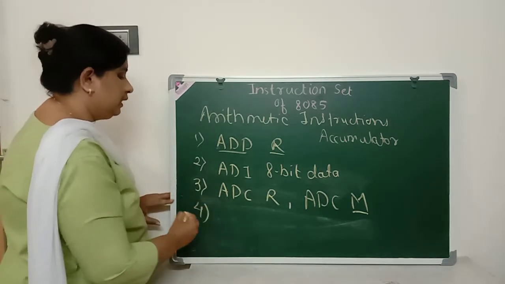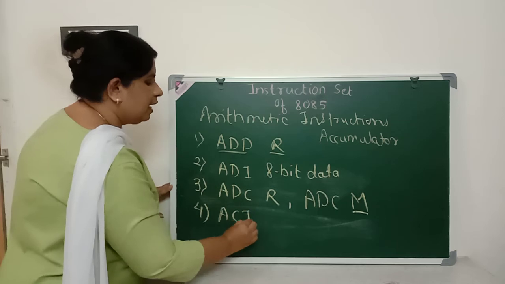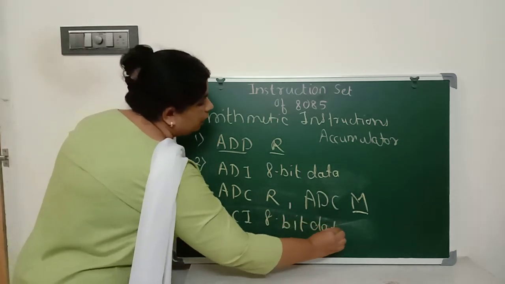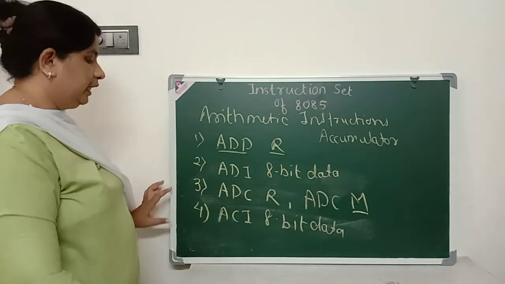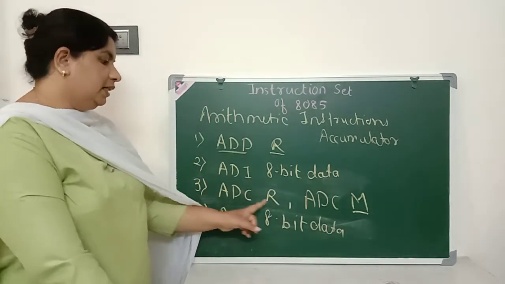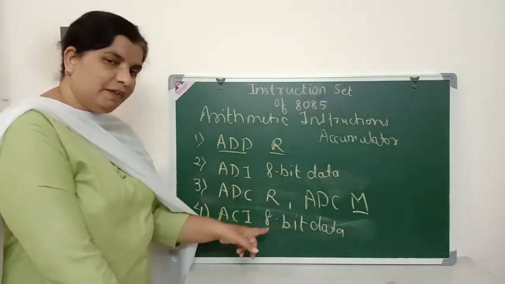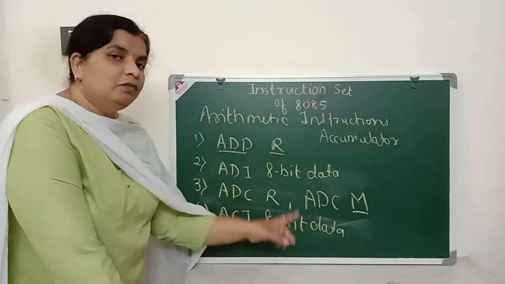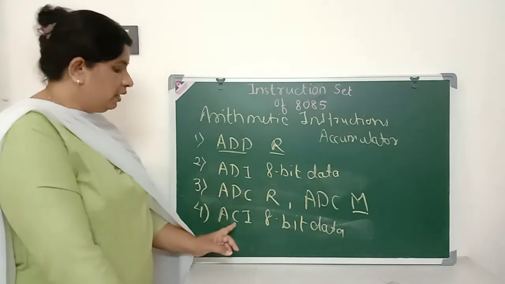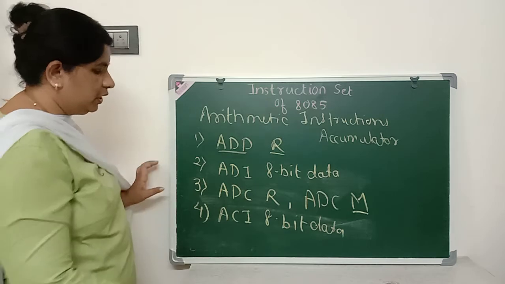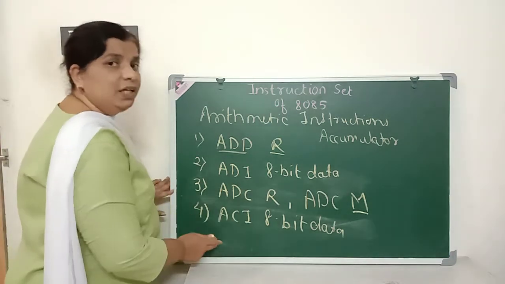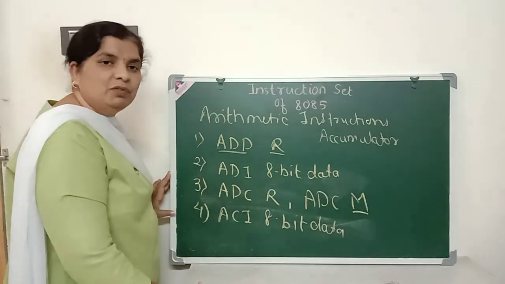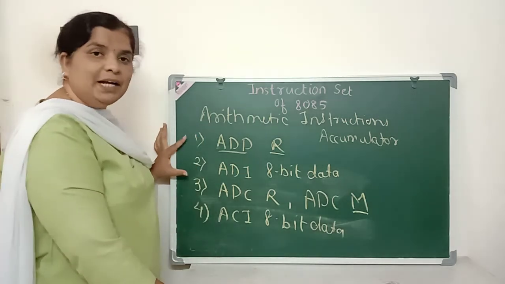Okay. So here we have completed the instructions related to the addition operation. One more standard format is there, which is ACI 8-bit data. Similar to ADC, where the contents of a register are added with the contents of accumulator along with the carry flag, in this case the given 8-bit number will be added with the contents of accumulator along with the carry flag. That is the only change. So these 4 standard formats are used to perform the addition operation.